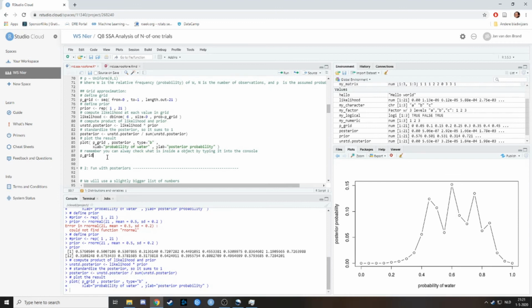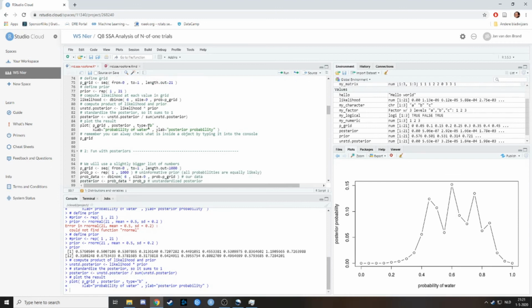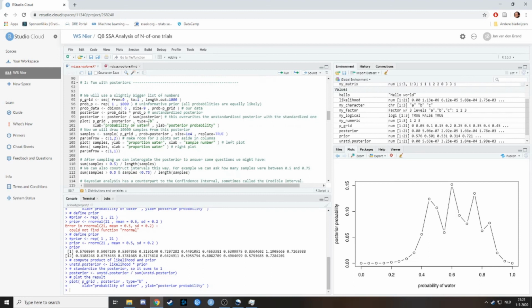So feel free to play around with this. Next time we will go a little bit more into what you can do with these kinds of posteriors and how you can use them to answer scientific questions.